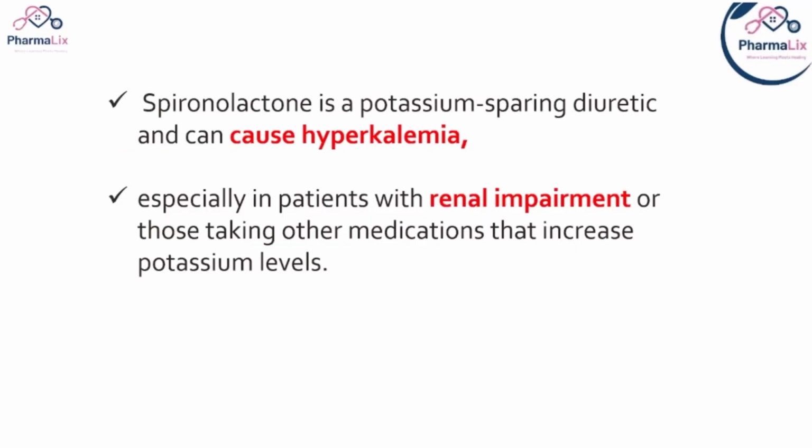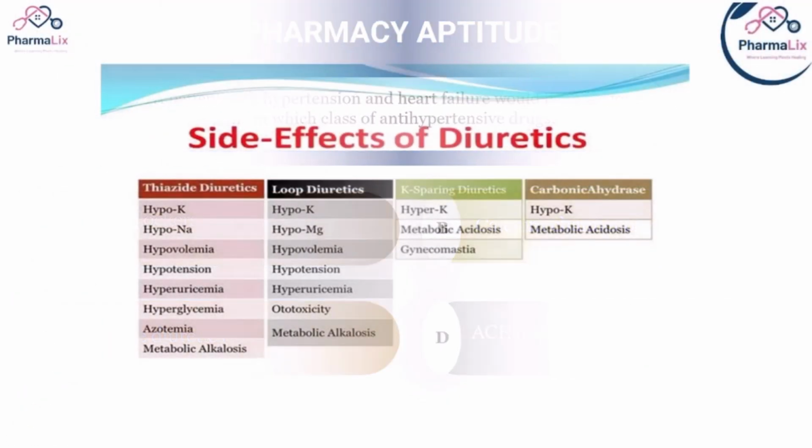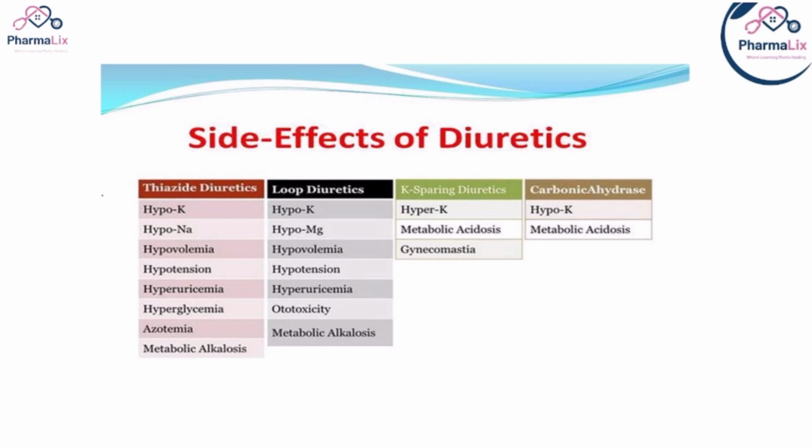Spironolactone has been asked in most pharmacist exams, most GPAT exams, and in the most number of times in the NIPER exam. So learn about its classification, learn about its side effects, learn about its mechanism of action. These are the three questions which could be asked on spironolactone. Spironolactone is a potassium sparing diuretic, which we already said. So it causes hyperkalemia, especially in patients with renal impairment. These are the side effects of the diuretics which you can learn from this table.